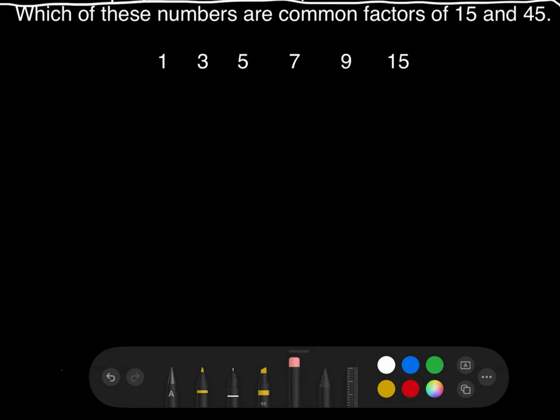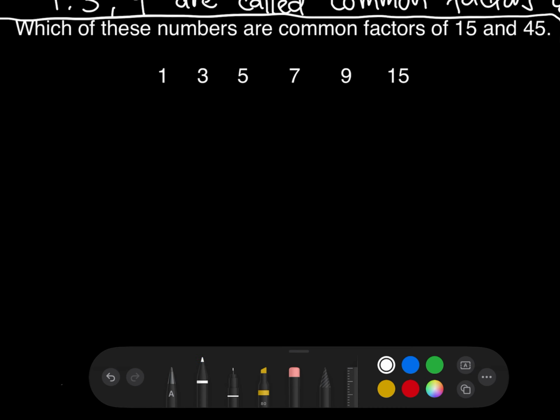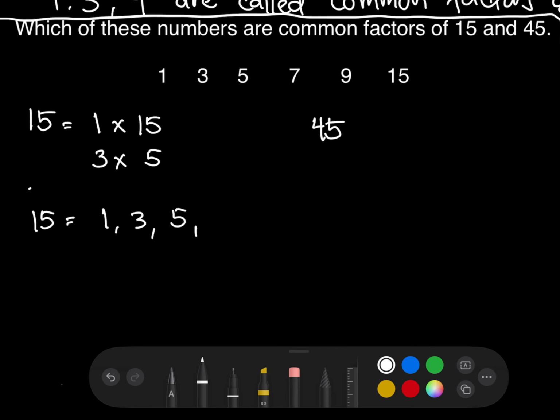Now let's have another one. Which of these numbers are common factors of 15 and 45? Let's try to list down the common factors of 15 and 45. For 15 it is 1 times 15, 3 times 5. Are there any other pairs of numbers that when you multiply together are equal to 15? I think no more. So the factors of 15 are 1, 3, 5, and 15.